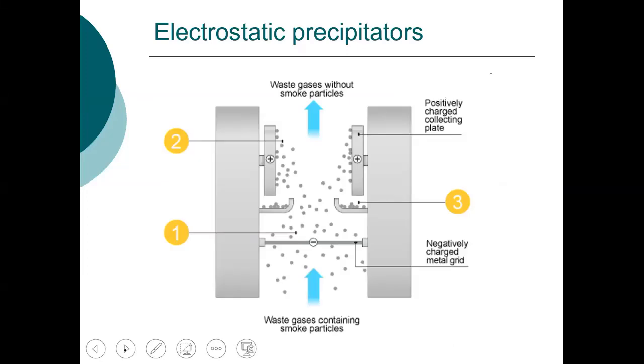You can see that in this figure here. So you can see here, you've got a metal grid that's negatively charged. So you're inducing a negative charge in the particles. You've got a positively charged collection plate. So your particles move towards that collection plate. They ultimately fall into this collector here.